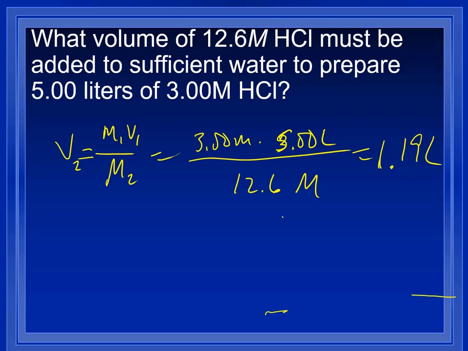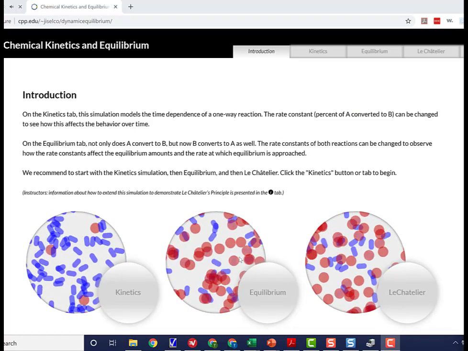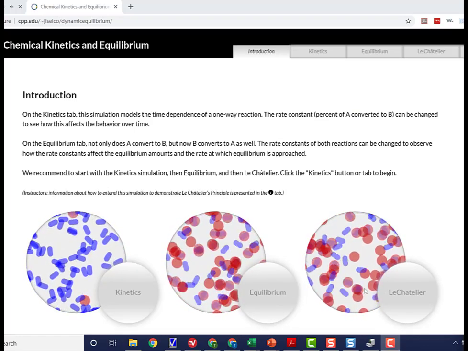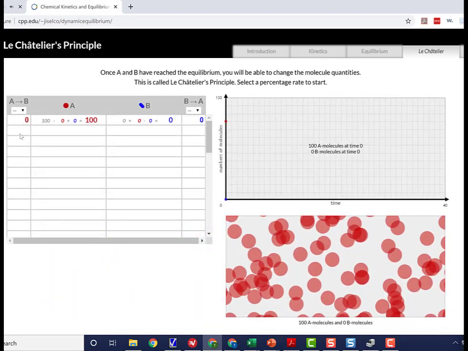Okay, but we got to tie this into the moles of the compound is not going to be the same as the moles of the ions. Okay, so last time we looked at this, we saw what happened when it got to equilibrium. Let's see what Le Chatelier says about it.